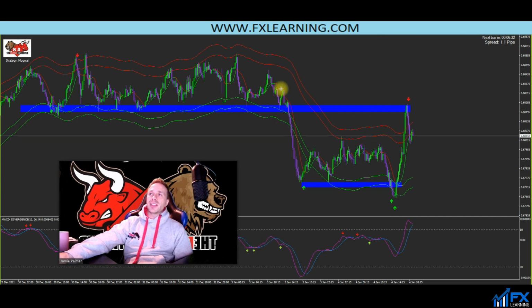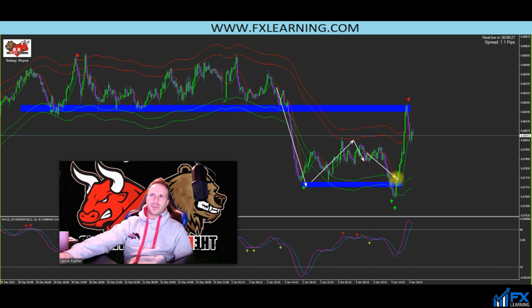You can see we've had this nice little move down. We've kind of consolidated for a bit like this here. And then we've pulled back up to this resistance area here.